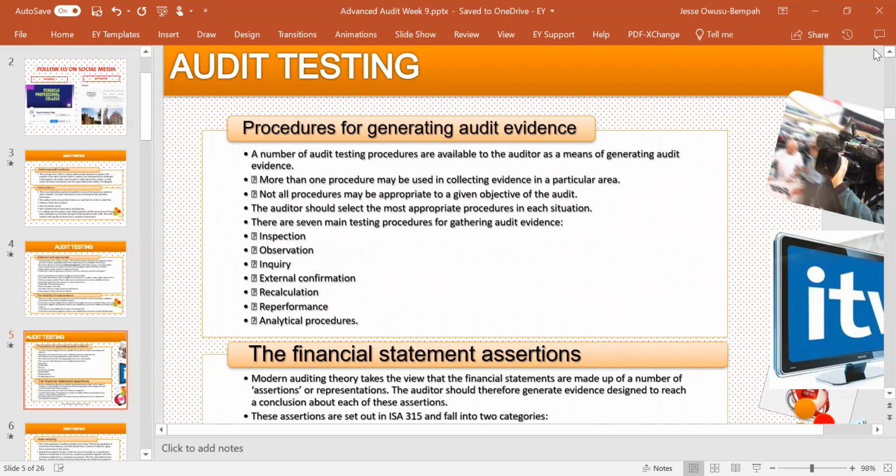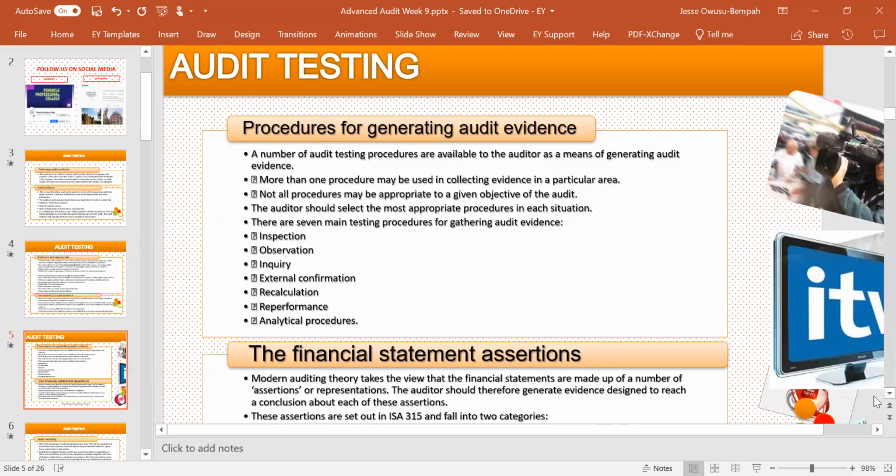You have reperformance. Reperformance is performing a procedure that has been undertaken by the client. Reperforming it, that means you are doing it again. You are performing a procedure that has already been done by the client, just to understand how the process works. They have analytical procedures, which is basically analysis, right? A typical example of an analytical procedure would be comparing this year's revenue number to last year's revenue number to understand the differences and why those differences exist.